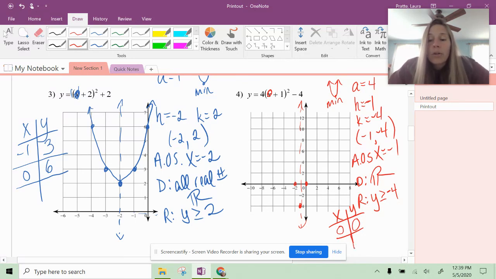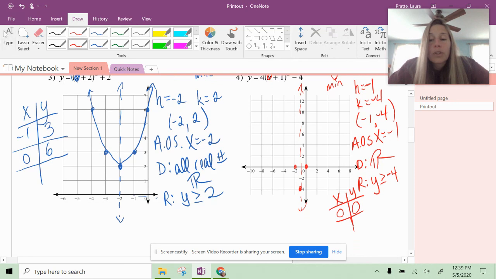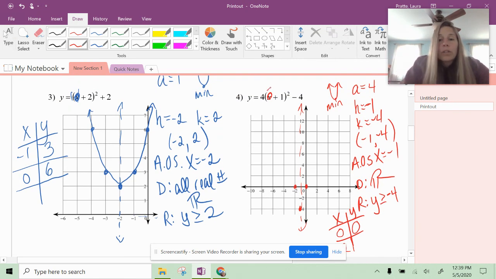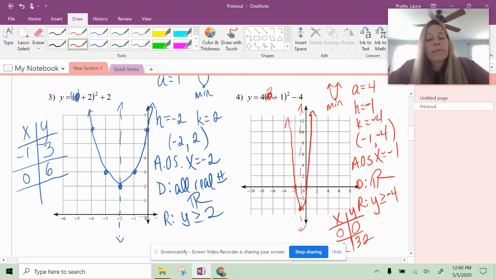Now I think I'm going to try another point too. I'm going to try positive 2, see if that gives me anything. So if I put in a 2, 2 plus 1 is 3. 3 squared is 9. 9 times 4 is 36. Minus 4 would be 32. But that's going to be way off my graph. So I'm just going to graph through the points that I can fit there. And it's a very long, skinny graph.